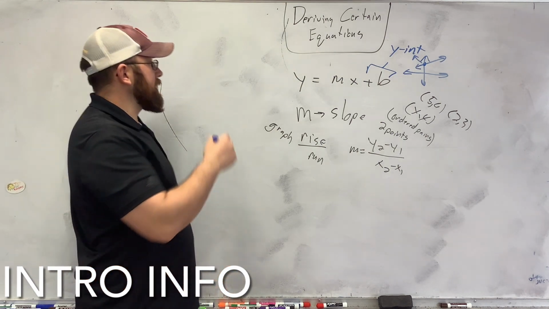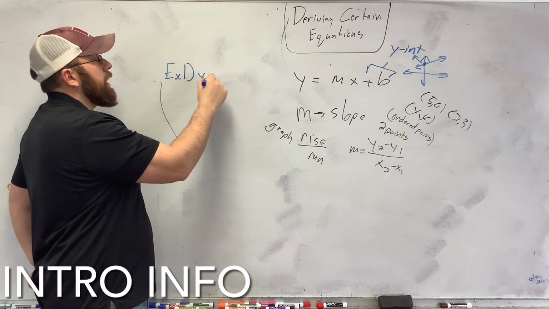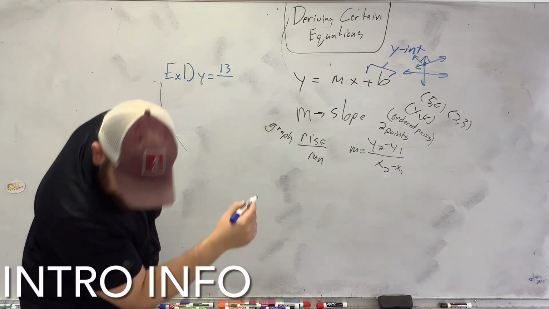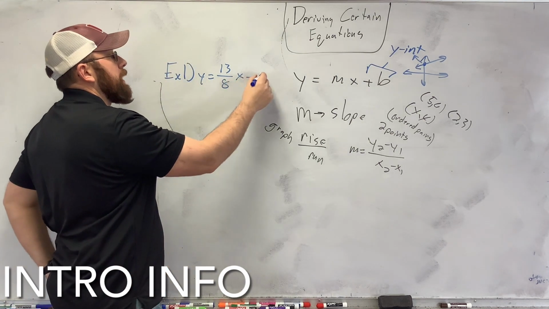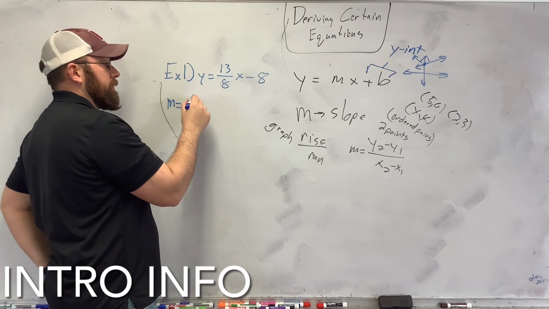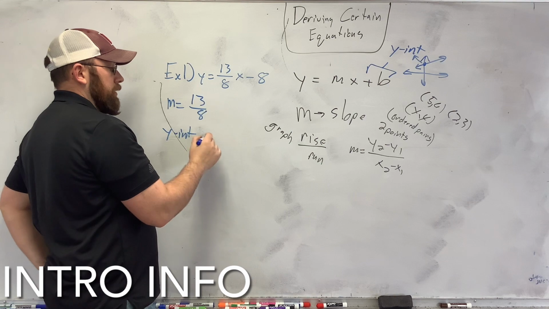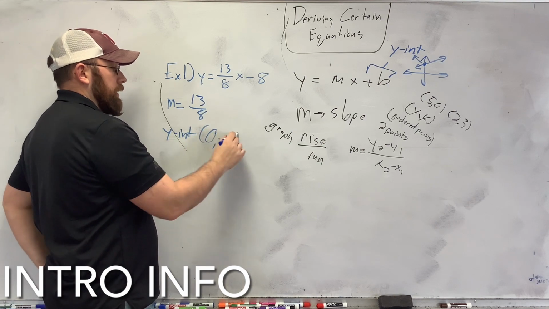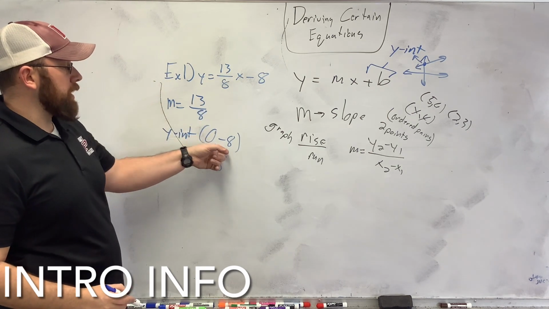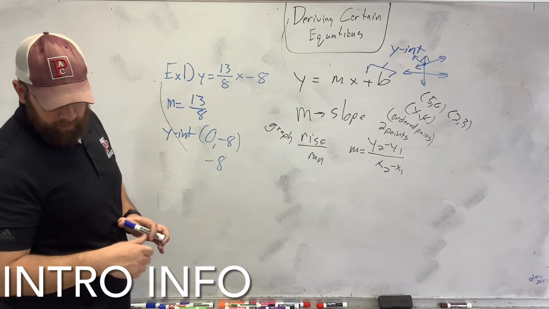An example would be if I had y equals 13 over 8x minus 8. My slope is always the number in front of the x, and my y-intercept is always this back number. Written as an ordered pair, it's 0, negative 8. Written alone, it's negative 8.